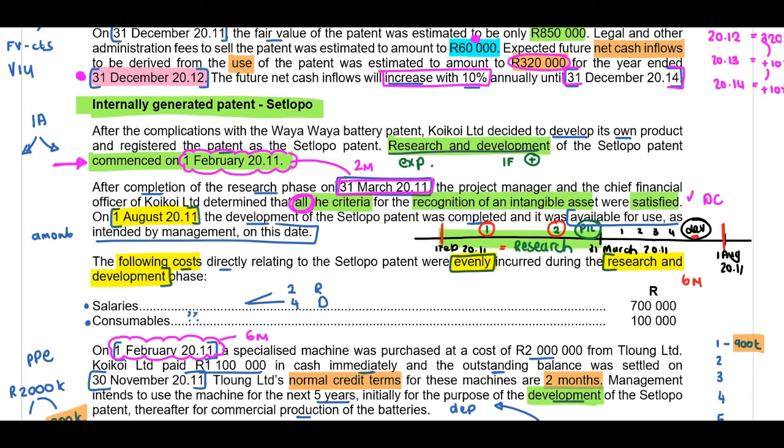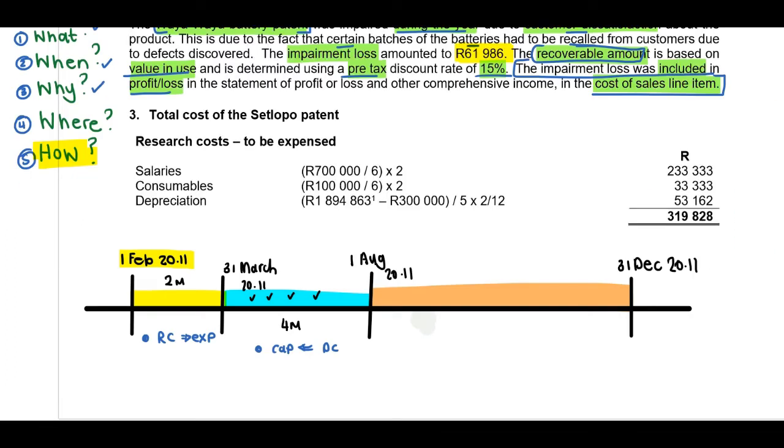On 1 August 2011, the development of the patent was completed and it was available for use as intended by management on this date. Therefore, we know we may start with our depreciation. I just want to include this here, guys, before I forget. August, September, October, November, and December. We are looking at a 5-month period.